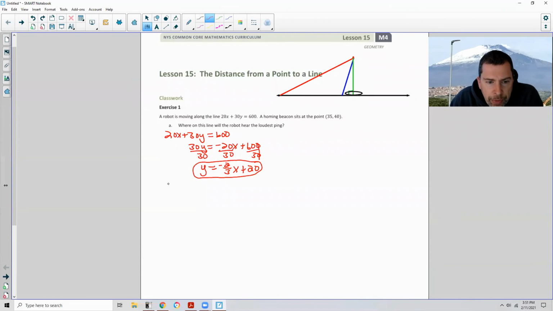Well, remember that in this equation here, the slope is negative 2/3, and the y-intercept is 20. Keep in mind that the slope of a perpendicular line equals the negative reciprocal of the line that we already have. So we take that 2/3, make it positive, and flip it over to 3/2. So I want a line whose slope is 3/2 going through this point. Here's my point right here. So this is x1, y1.